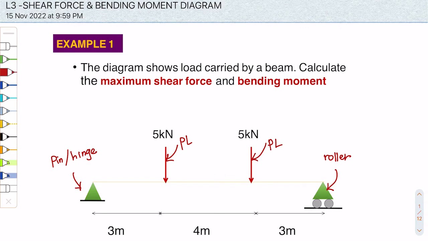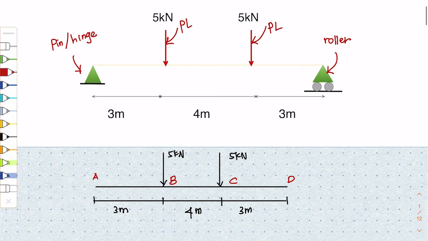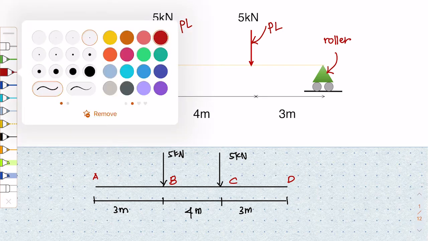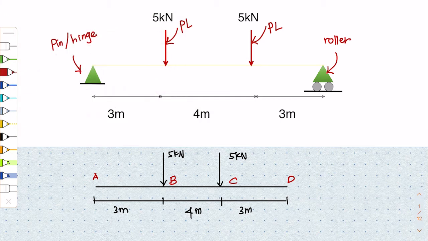What we need to do first, kita kena cari reaction. Draw the beam again with the loading, okay? And don't forget that it's much easier kalau kita namakan. Okay, this is A, B, C, D. Okay, letak. So I buat benda yang sama to the system down below tu. So we can identify the reaction at the support.